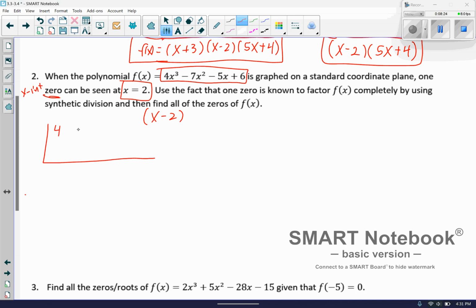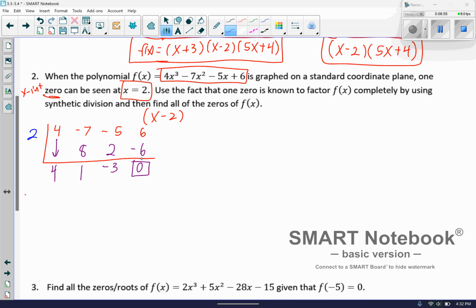So let's see, 4, -7, -5, and a 6. And the number we're going to use is 2. So use 2, don't change its sign. It's already been solved. So we'll go ahead and drop the first one. Multiply, put it in the next column, add together. Multiply, put it in the next column, add together. And so on. And so -3 times 2 is -6. And I get that remainder of 0 that I wanted.